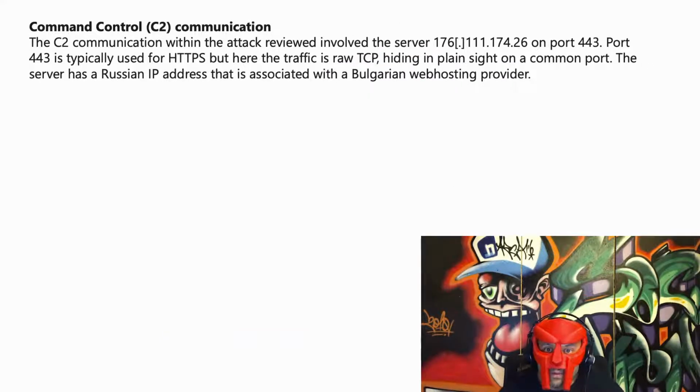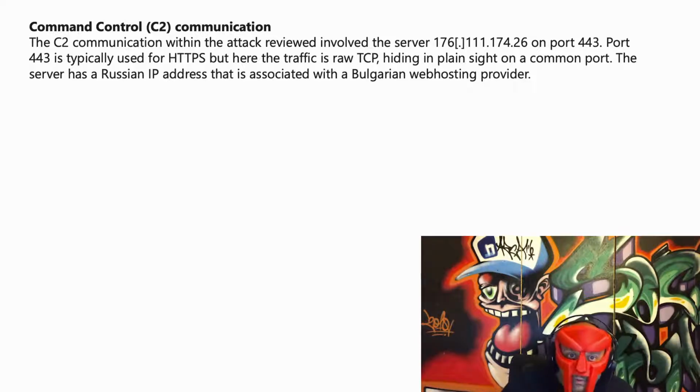So the command control communication, how are they talking to each other? As we know, as we talked a few times, they're using Blowfish to encrypt this communication, but the C2 communication within the attack reviewed involved the server, as we saw within that post command, 176.111.174.26 on port 443. Port 443, as we hopefully all know, is typically used for HTTPS traffic, but here the traffic is raw TCP, so it's hiding in plain sight on a common port.